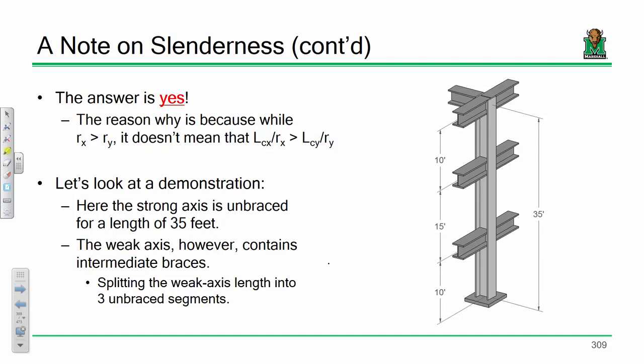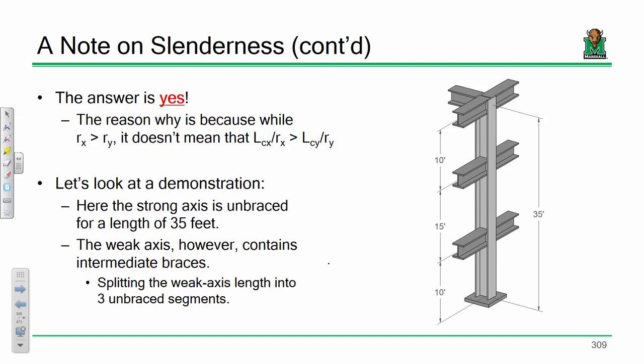So really what's going on is we've got two different situations depending upon which axis we're looking at. Everybody can probably see that along the strong axis, this column is completely unbraced. So its length in the L over R count would be 35 feet. Whereas along the weak axis, the length isn't 35 feet. Really, we have three of them: a 10-foot section, a 15-foot section, and a 10-foot section.